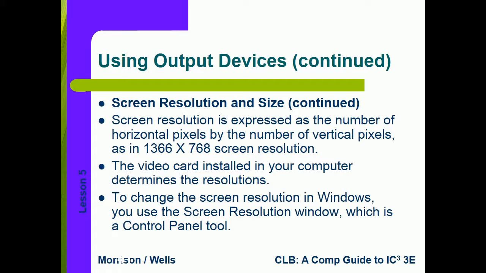Using output devices, continued. 41. Screen resolution and size, continued. Screen resolution is expressed as the number of horizontal pixels by the number of vertical pixels, as in 1366 x 768 screen resolution. The video card installed in your computer determines the resolutions. To change the screen resolution in Windows, you use the Screen Resolution window, which is a Control Panel tool.